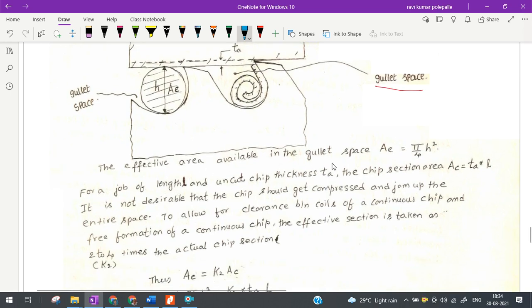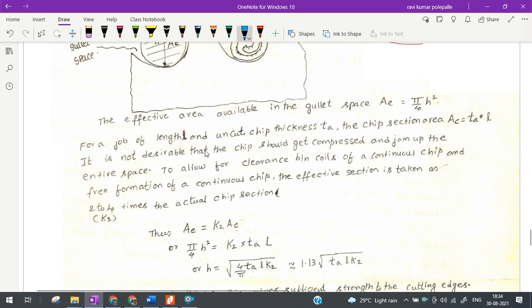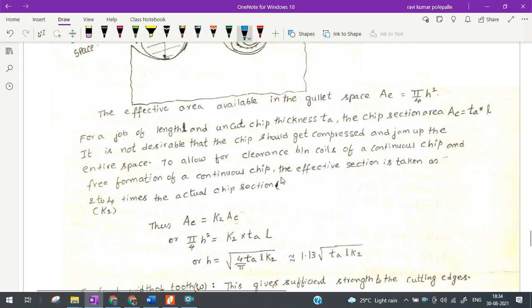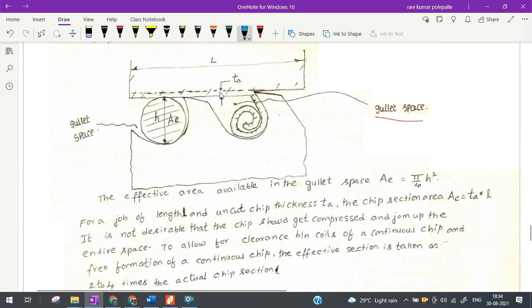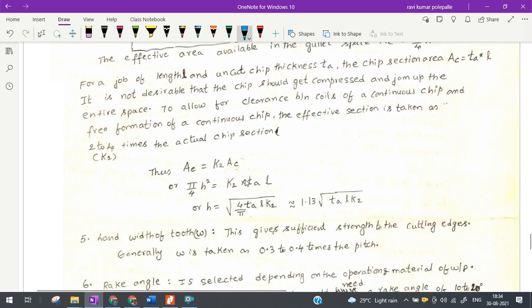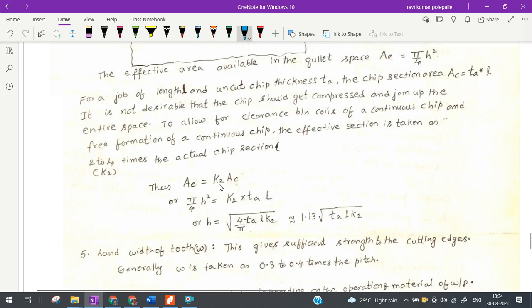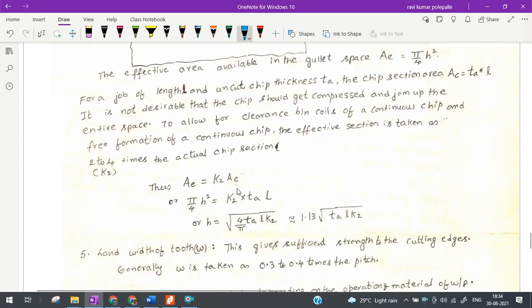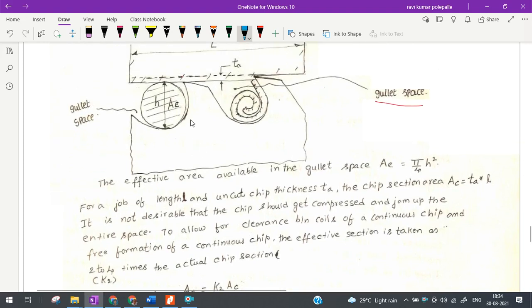The effective area of this gullet space is AE equal to pi by 4 h square. I write it as pi by 4 h square. We equate this to the chip dimensions. I write it as K2 into TA into L. TA stands for the depth of cut per tooth. So TA into L will stand for the cross section area, or rather the length of the chip that is covered in one pitch.